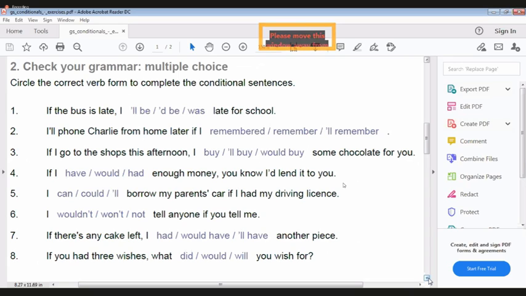If I go to the shops, I will buy some chocolate for you. Tarinder, did you get the same answer or different answer? Third one. If I go to the shops this afternoon, what is the answer? Okay, some chocolate for you. Right. Fourth one. Tarinder. What is the answer?